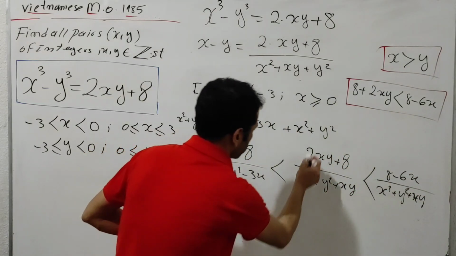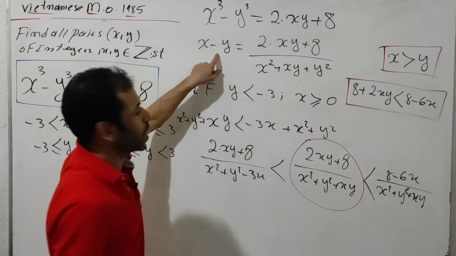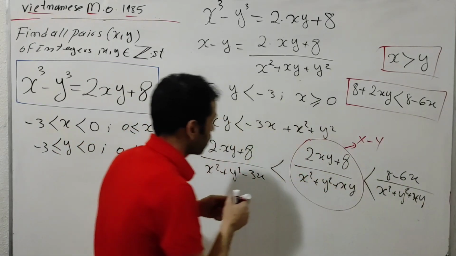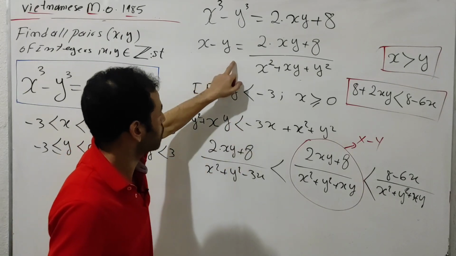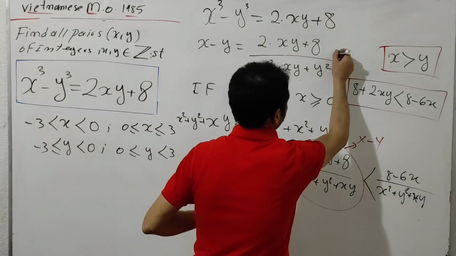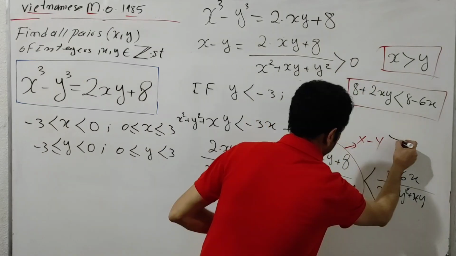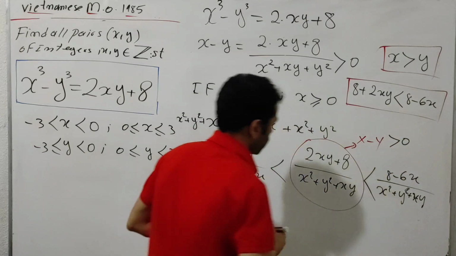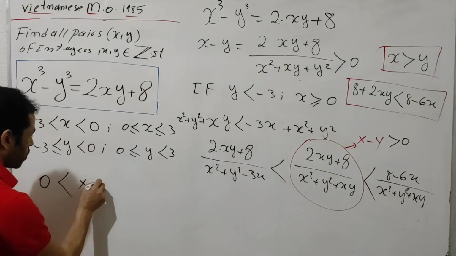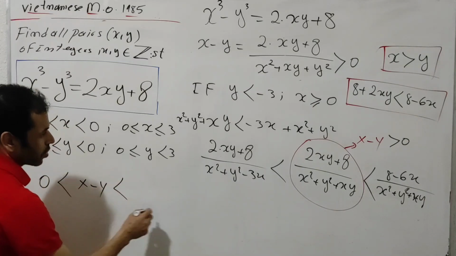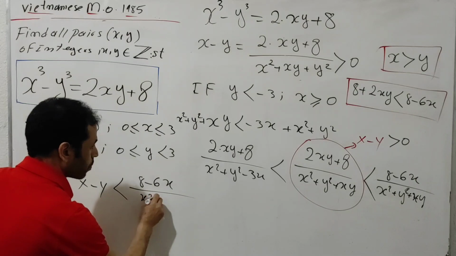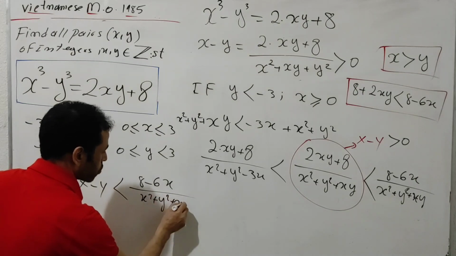Then as we know, this term equals x minus y. Since we have x bigger than y, this one becomes strictly superior than 0. So we'll have 0 is strictly inferior than x minus y, which is strictly inferior than 8 minus 6x divided by x squared plus y squared plus xy.